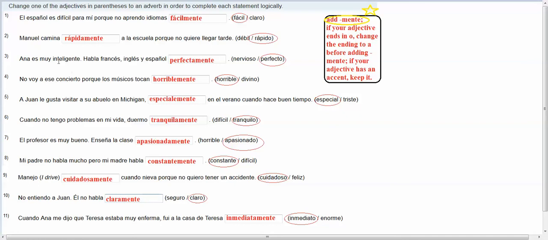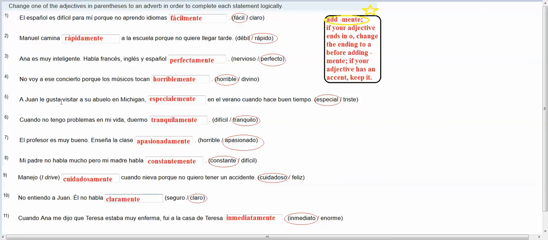Ana es muy inteligente, habla francés, inglés y español perfectamente. So what she does is she speaks perfectly. That's describing a verb. That means it's an adverb. Actually, here, let me go back. No, that's right. Okay, so no voy a ese concierto porque los músicos tocan horriblemente. They play horribly. So what you're describing is how they play, and so that's why it's an adverb.